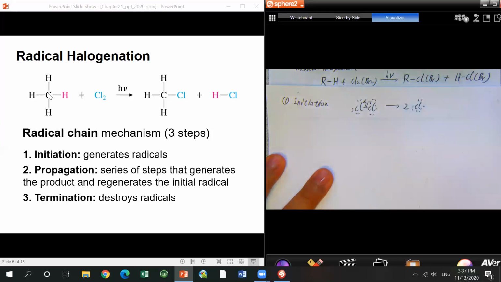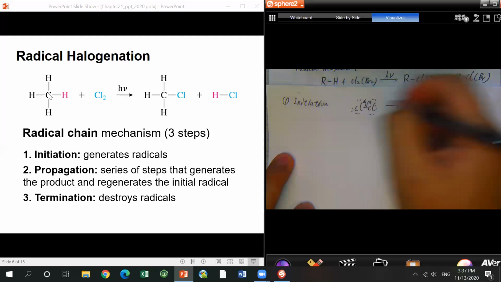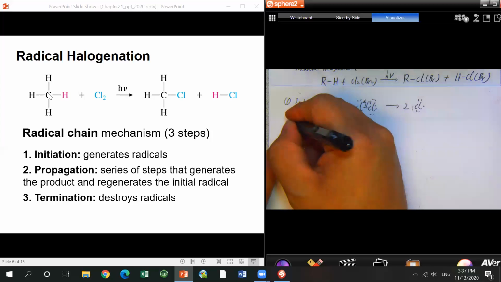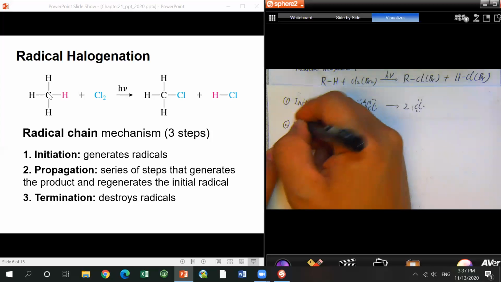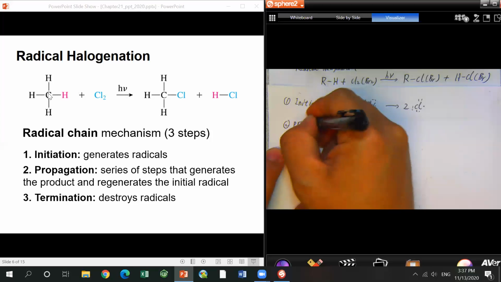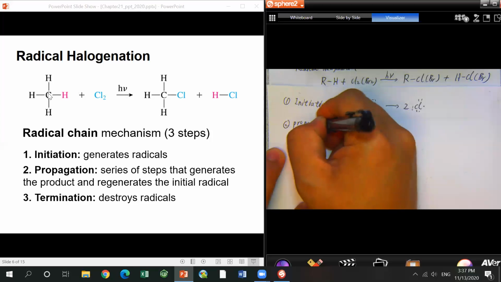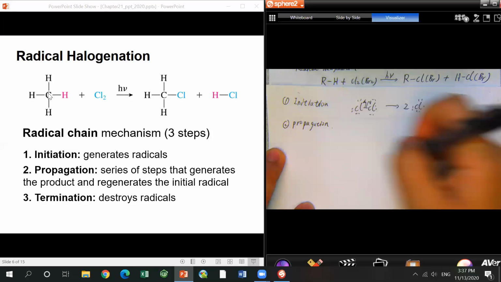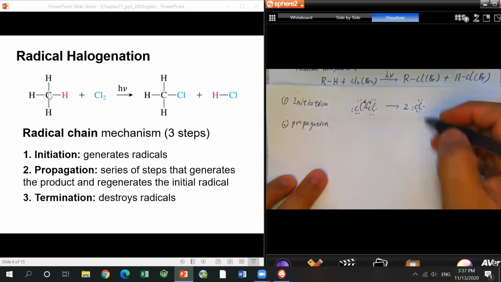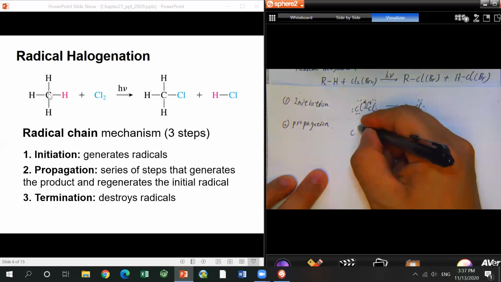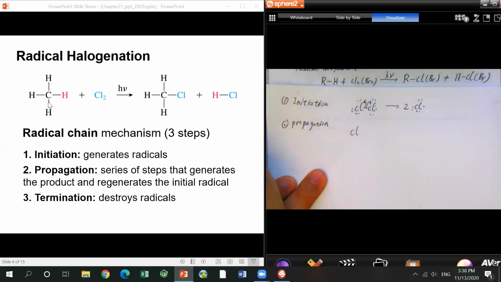All right, you generate chlorine radicals. Right, and then next we move to propagation. So that's we have initiated the radicals. Propagation: this chlorine radical will react with an alkane. Here we just use methane as an example.